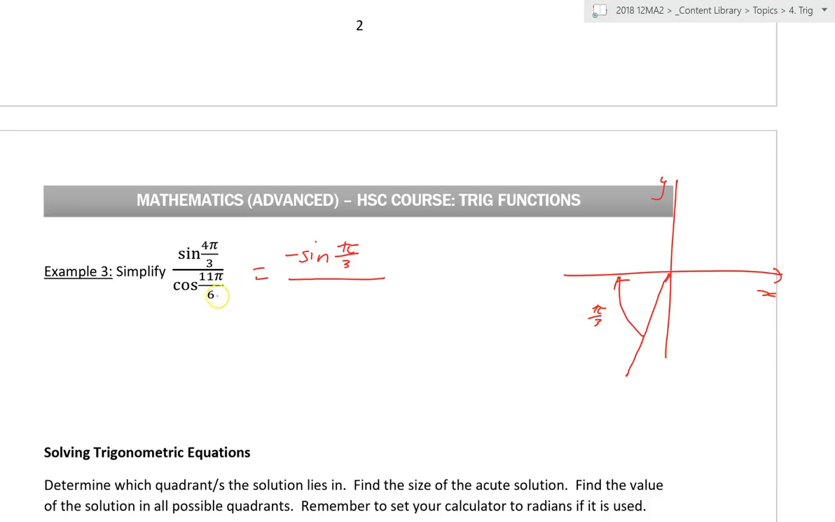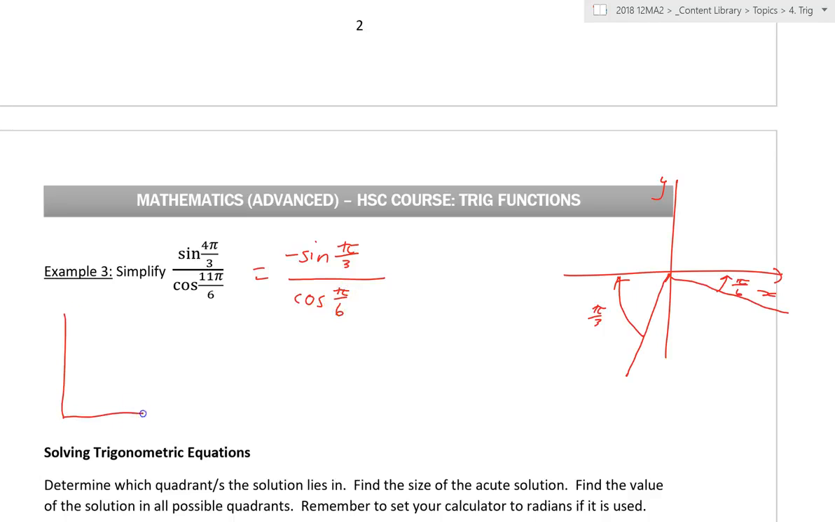Now let's look at the second one here, 11 pi over 6. That's only pi over 6 short of 12 pi over 6, which is 2 pi. So that is over here. That angle there is pi over 6, and in ASTC, cos is positive there, so this is equal to the cos of pi over 6.